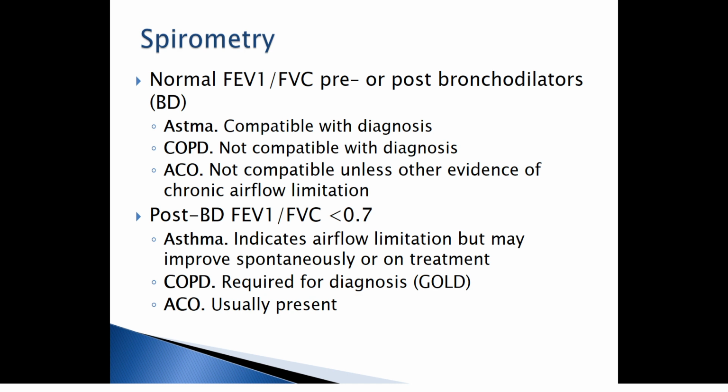If post-bronchodilator FEV1 to FVC ratio is less than 0.7 or less than 70%, in case of asthma, it indicates airflow limitation but may improve spontaneously or on treatment. In COPD, it is required for diagnosis. In ACO, it's usually present. So in asthma, it can be less than 0.7, can be more, can be all. In COPD, always less than 0.7, and for ACO, the same.